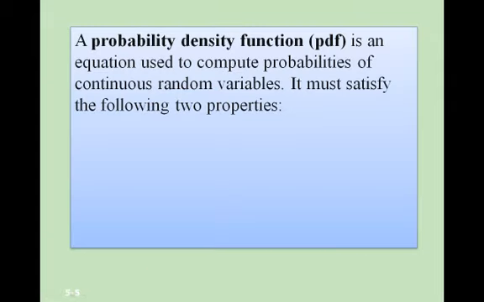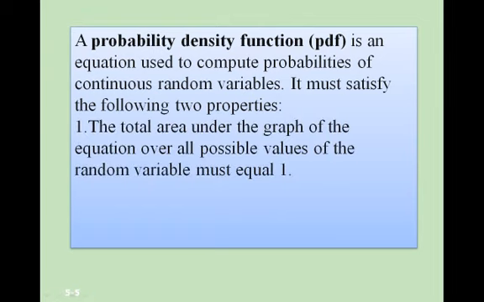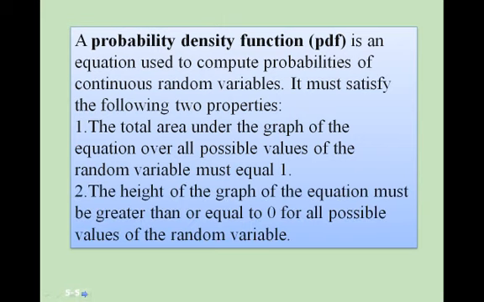A probability density function is an equation used to compute probabilities of continuous random variables. It must satisfy the following two properties. 1. The total area under the graph of the equation over all possible values of the random variable must equal 1. And 2. The height of the graph of the equation must be greater than or equal to 0 for all possible values of the random variable.